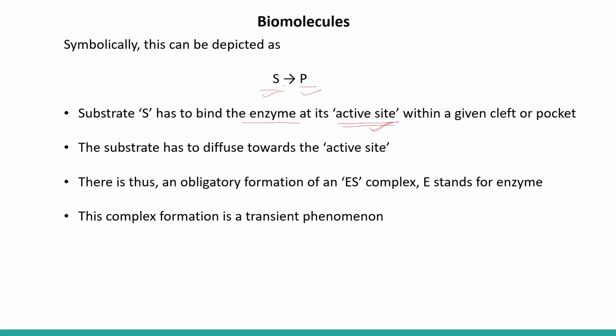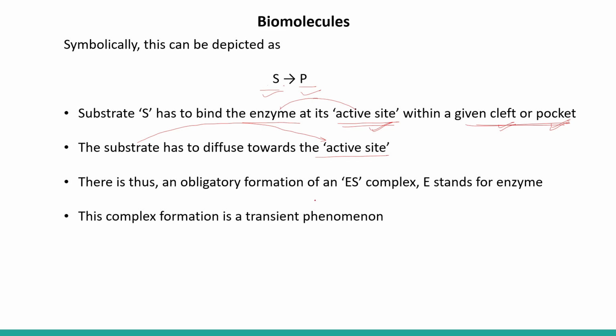So there are different active sites present on the enzymes, and at these active sites of the enzyme the substrate gets attached within a given cleft or pocket. So where are the active sites present? Active sites are present at the clefts, crevices or pockets. Okay, so the substrate has to diffuse towards the active site. The substrate has to move or come to the active site and get attached to it.